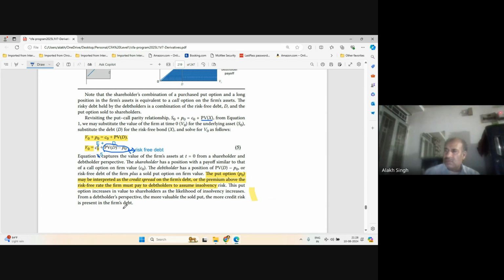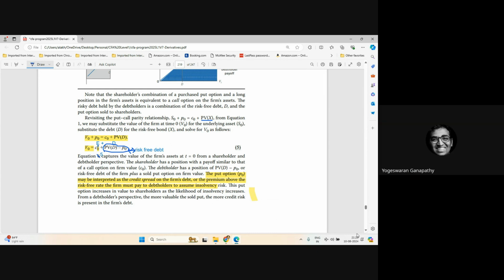When the put is more valuable, it means the credit risk is higher. So instead of buying discounted bonds at an IRR of 5%, if they are getting a 10% IRR on the bonds, it means the firm is more likely to be closed, because this put is more valuable the more credit risk is present in the firm's debt. So that is what debt holders feel.